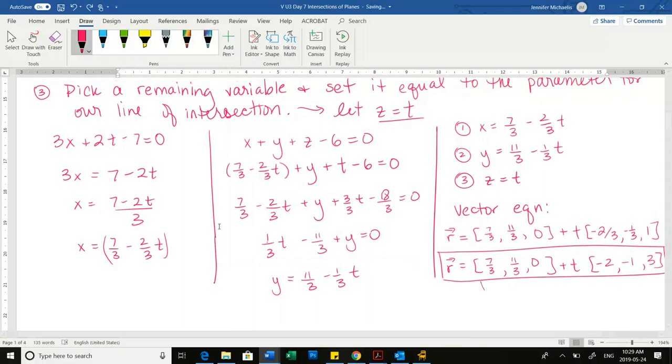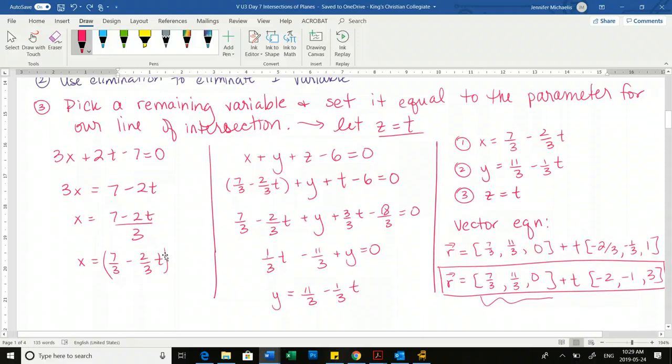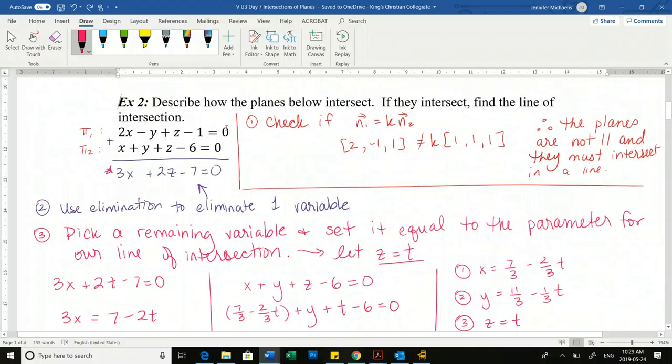Could I check that this point is on both of the planes? How would I check that? You plug it in. If I plug it in here and I plug it in here, that's not a full check, but it's definitely something I can do to double check that my point is correct. I can also generate a variety of other points on here and check them in my planes just to double check. That would be a good way to double check.